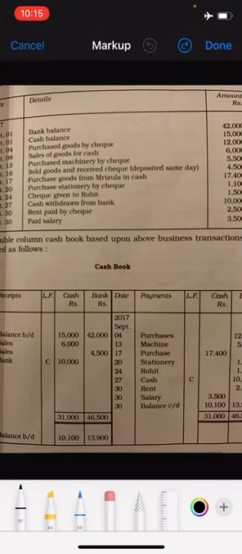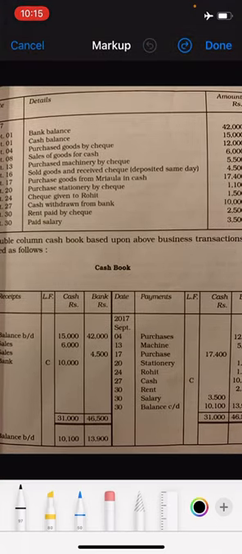Next, cash withdrawn from bank. So what will be your journal entry in this case? When cash is withdrawn from bank, money in the bank account is decreasing and cash in hand is increasing. Both are assets, so in this case you will have to do the contra entry. So your journal entry is cash account debited to bank account, because cash in hand is increasing and cash in bank is decreasing. One asset is increasing, the other is decreasing.